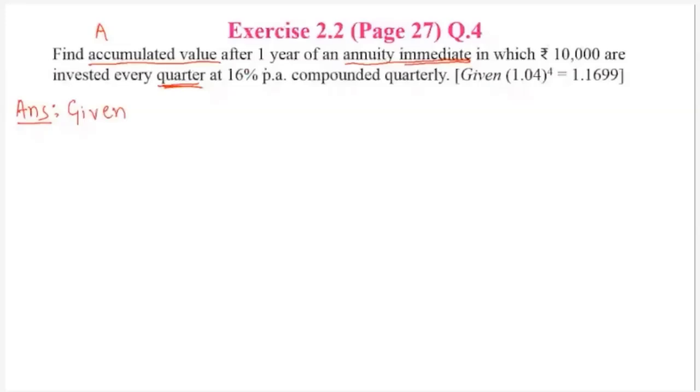Given, okay, 10,000. What is 10,000? In the question they have said 10,000. 10,000 is what? An annuity immediate in which 10,000 are invested every quarter. So it is C. C is equal to 10,000. What is rate of interest? R is equal to 16% per annum.